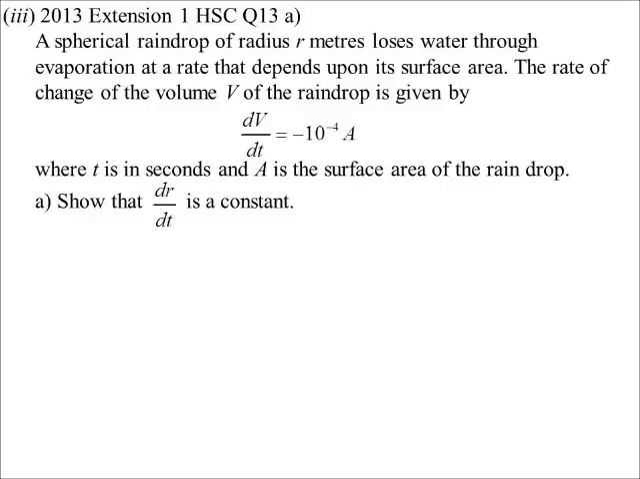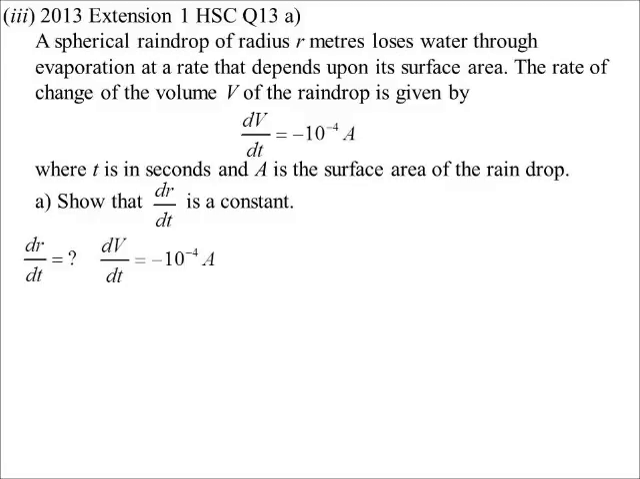Wow, that's one heck of a raindrop. Mind you, r could be a tiny amount, I suppose. It loses water through evaporation as it's coming down at a rate that depends on its surface area. The rate of change of the volume, dV/dt, is given by minus 10 to the negative 4 times A, where A is the surface area of the raindrop itself. Show that dr/dt is a constant.